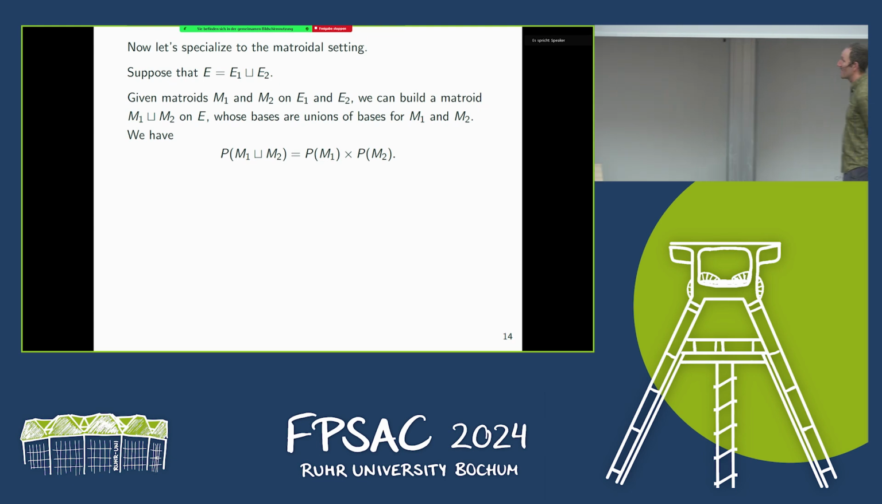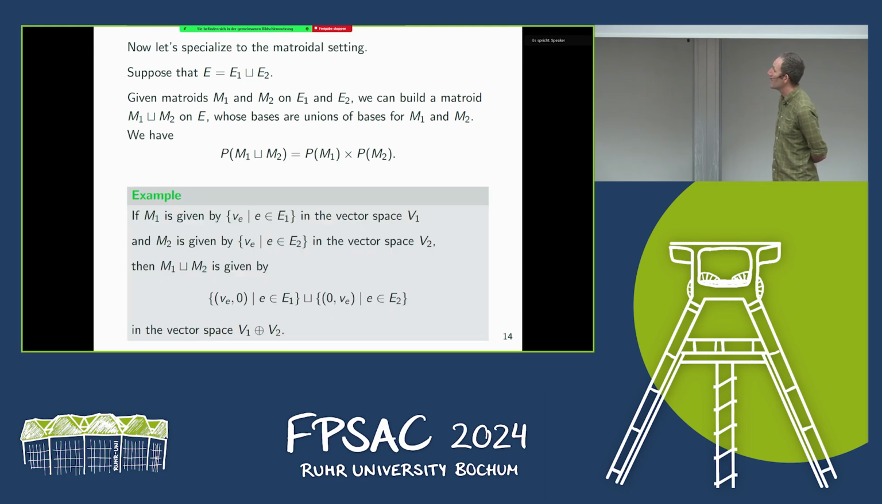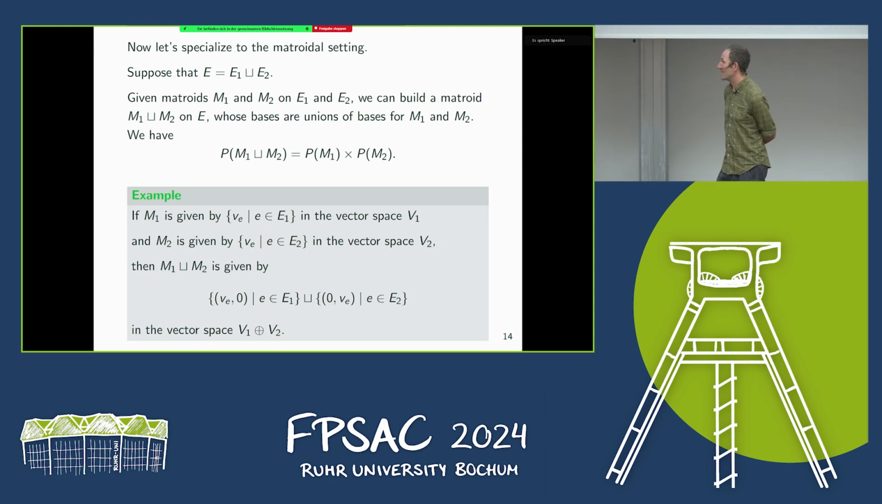So this is a matroid on E whose bases are unions of a basis for M1 and a basis for M2. And the polytope for the disjoint union of M1 and M2 is just the product of the polytopes for M1 and M2. For example, if M1 is given by a bunch of vectors in the vector space V1 and M2 is given by a bunch of vectors in the vector space V2, then the disjoint union is just given by the disjoint union of the vectors where I put a 0 in the other coordinate.